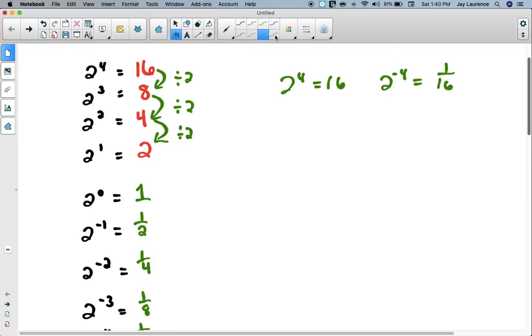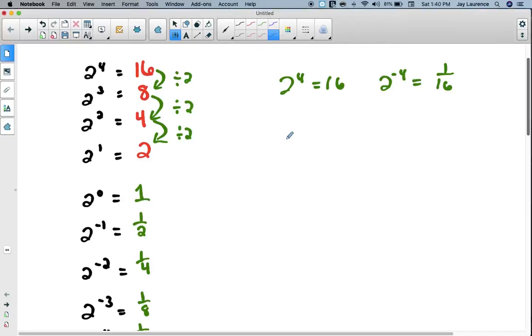Okay, so a negative exponent means to use the reciprocal. So therefore, I could do 9 to the negative 2nd. Well, I know 9 to the 2nd is 81. 9 to the negative 2nd would be 1/81. How? Well, I use the reciprocal. If it's in the numerator, it's going to end up in the denominator. If it's in the denominator, it's going to end up in the numerator. This should be review for almost all of you. So a negative exponent means to use the reciprocal.